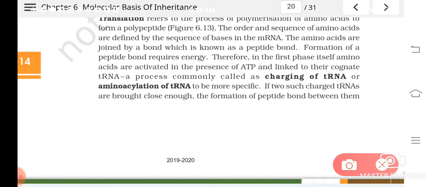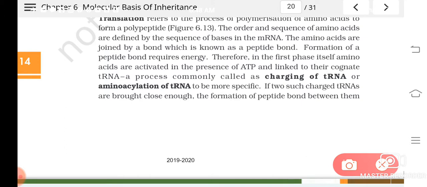So this is the process, first phase. Okay, what is it? Charging of tRNA. What happens is, amino acids will be activated in the presence of ATP, and that will be linked to the particular tRNA, and that process is called what? Charging of tRNA, or aminoacylation of tRNA.